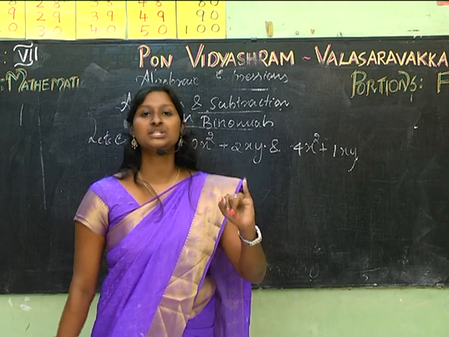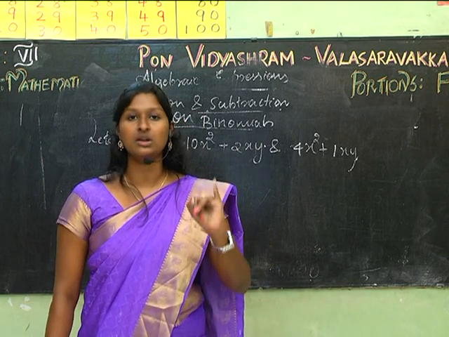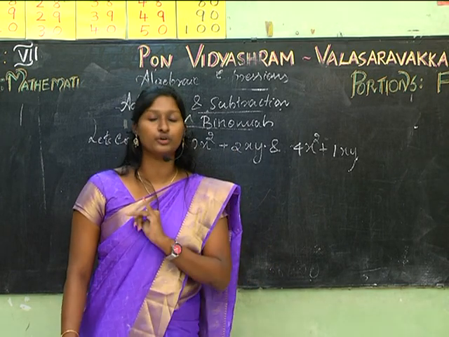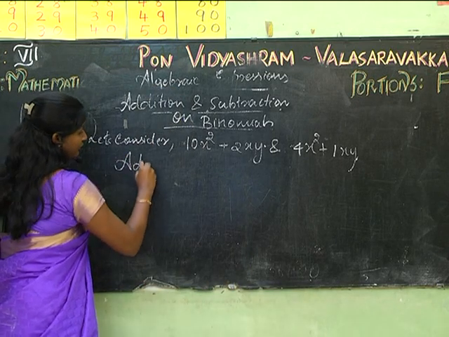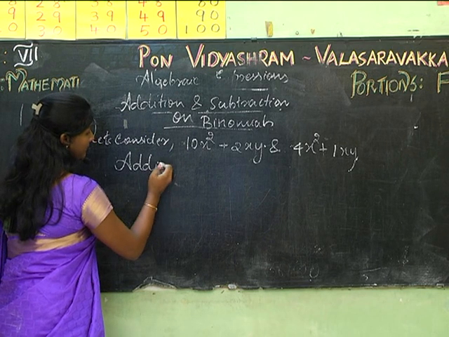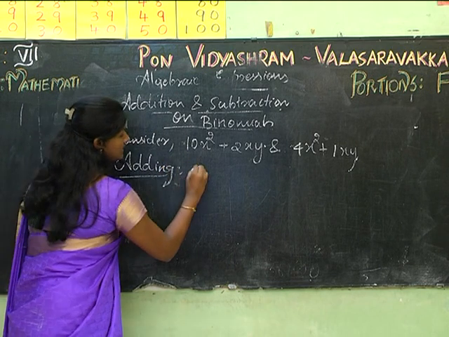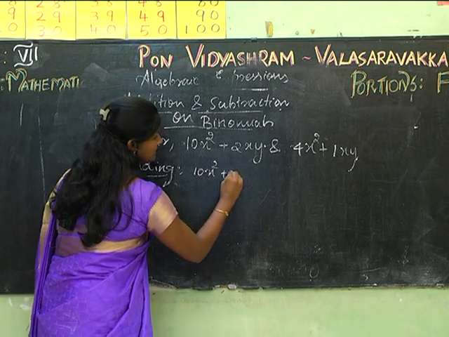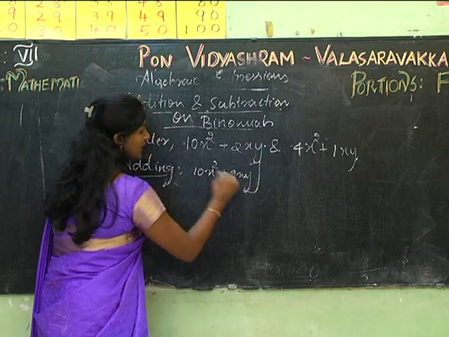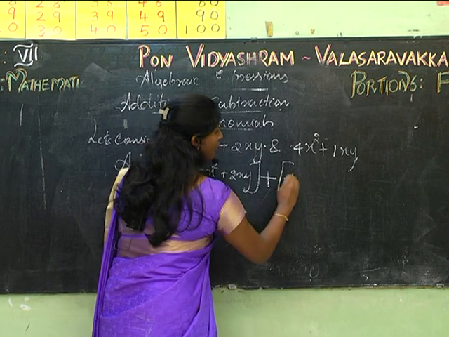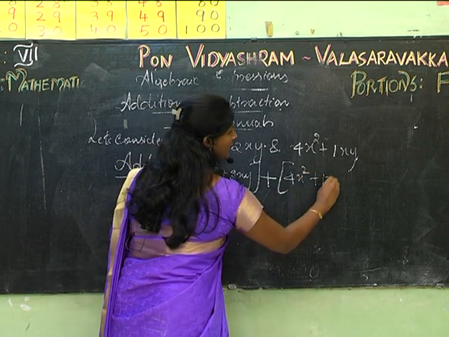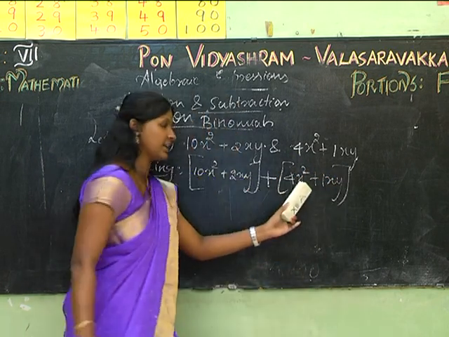I repeat, addition and subtraction can be done only for the like terms and not for the unlike terms. So for the addition, what I am going to do now? 10x square plus 2xy, this is my first binomial algebraic expression, plus 4x square plus 1xy. This is my second algebraic expression.